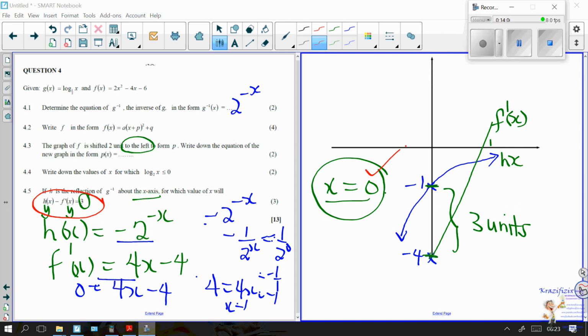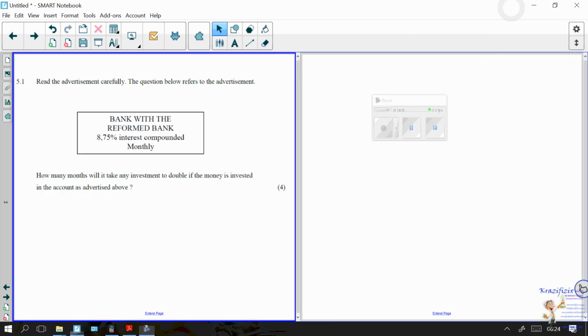Let's run to question 5 quickly. Okay, financial maths here. Read the advertisement carefully. The question below refers to the advertisement that we have here. Bank with Reformed Bank, 8.75% interest compounded monthly. When you hear compounded monthly, automatically know that the interest will be divided by 12 because of the 12 months. So it will be compounded or calculated 12 times in a year.